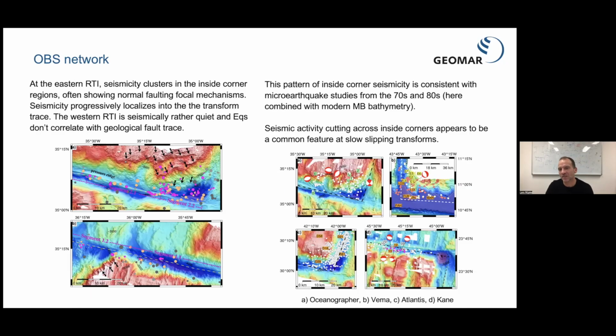What's interesting is that if you map old microseismicity studies from different transform systems onto modern multibeam data, you see very similar patterns. So this is again Oceanographer, then in B we have Vema, Atlantis and Kane. And it's actually quite nice to do old seismic data on top of new multibeam. And we see a pretty consistent pattern that we get basically these normal faulting events in the inside corner, and the seismicity transition into the inside corner is not localized along the transform strike in the inside corner regions.